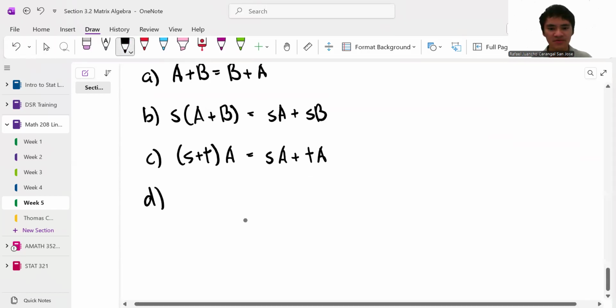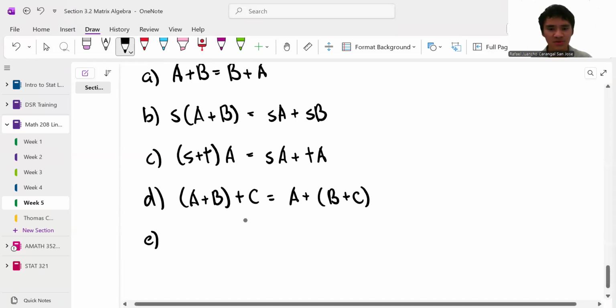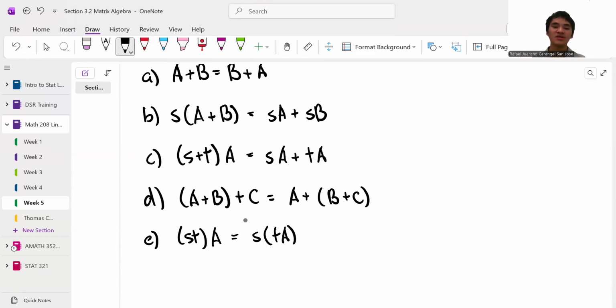And then we also have another property where we add two matrices first, and then we add it to some third matrix, which is the same thing as adding B and C first, and then adding it to A. Same idea as associative property. And then we also have this property where we multiply two scalars together, then multiply that to some matrix, which is the same thing apparently as first multiplying the matrix by a scalar, and then we multiply to another scalar.